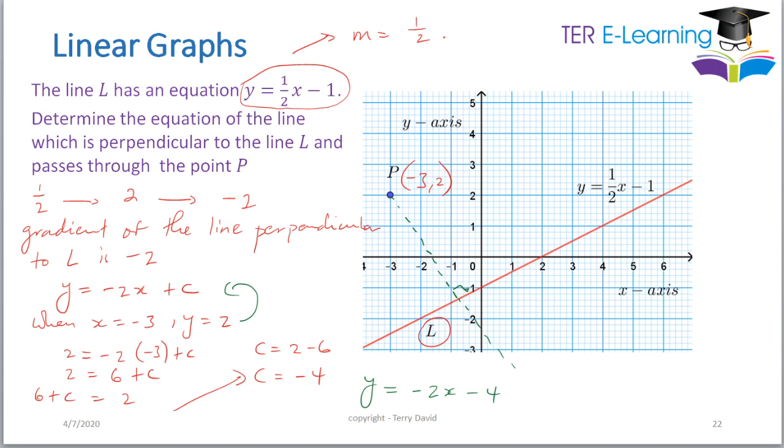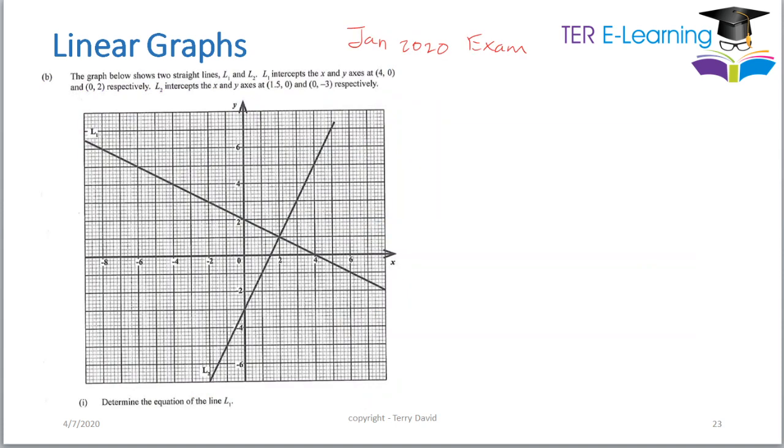So basically what we've been looking at are the types of questions they could bring in the exam. For example, this question here, this is actually from the January 2020 exam, right? They give you a graph. They give you two lines, L1 and L2. L1 is this line here, and L2 is this line here, right? So like I said, this is the January 2020 exam.